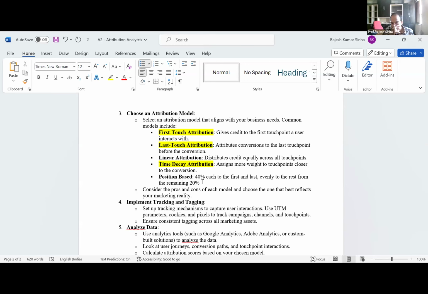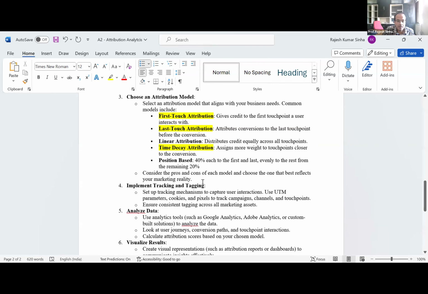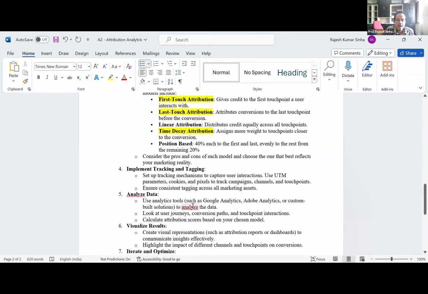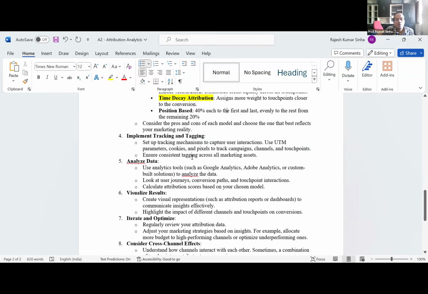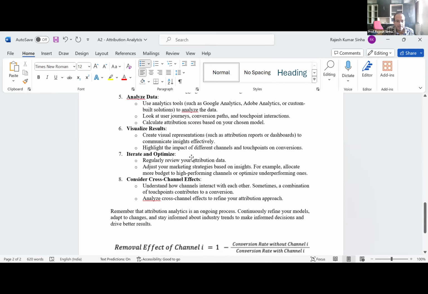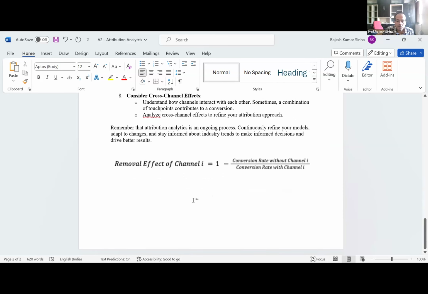So the meaning is that this is useful in managing the customer journey. If you want to manage the customer journey in a data driven way, you have to collect touch point data. You have to link them. You have to analyze them. You have to give them attribution scores and manage your marketing. If you want to manage the customer journey, it is very important. We can't focus just on the sales, the final point, but you have to focus on many more things. So one important metric related to that is called removal effect of channel.